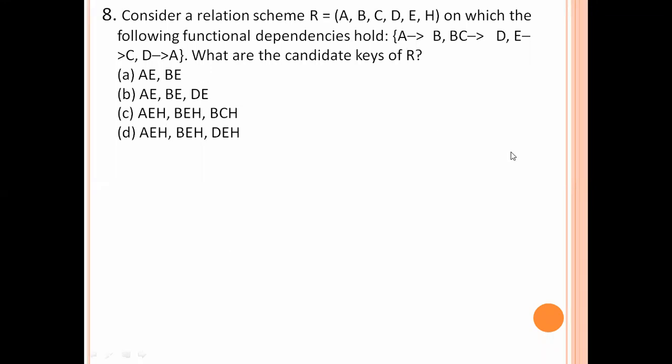Now here we see the functional dependencies A to B, BC to D, E to C, D to A. Now clearly observe that A to B, BC to D, E to C. So again E to C here we get, so A, E, H, any one of these. Next B, E, H, we get this one. Next D, E, H, we get this one. So option number D is the right answer.